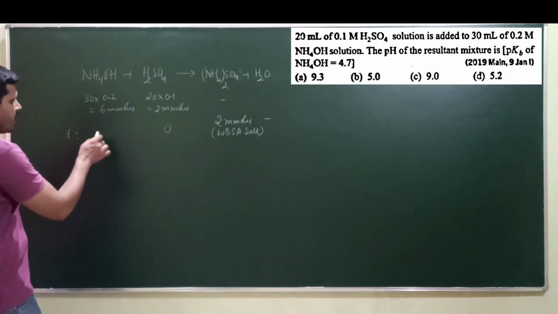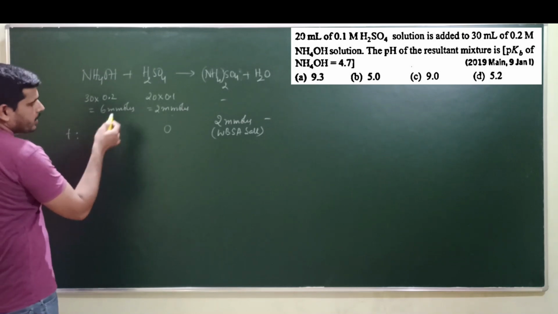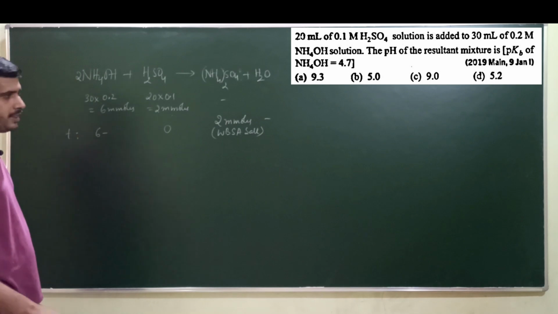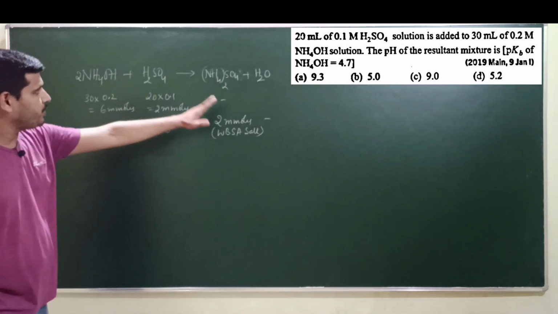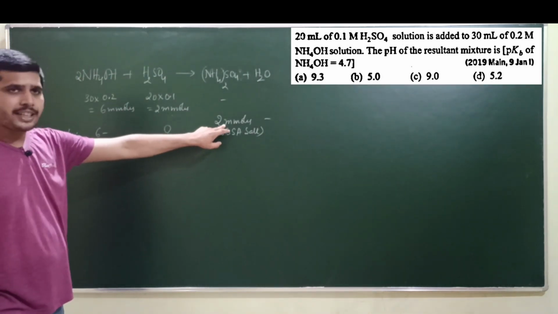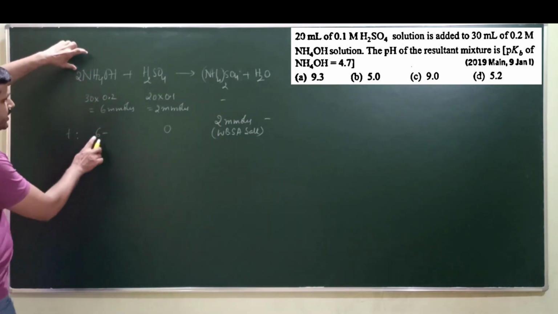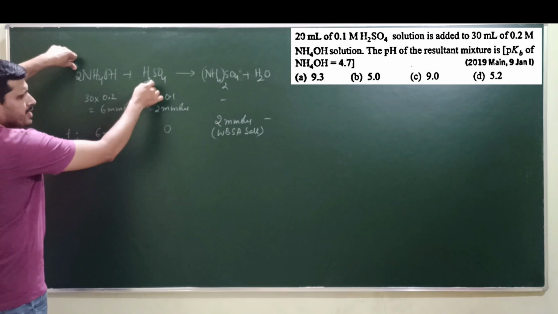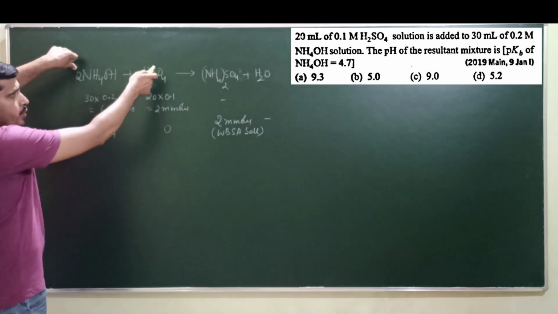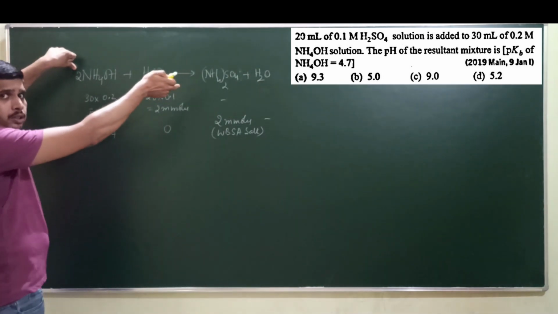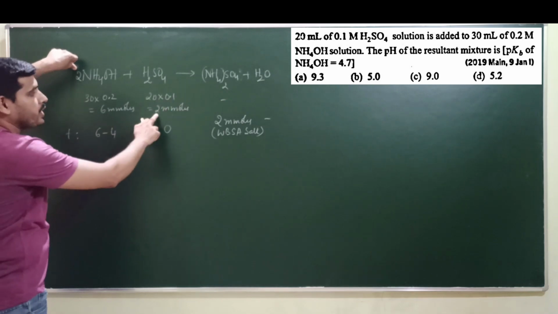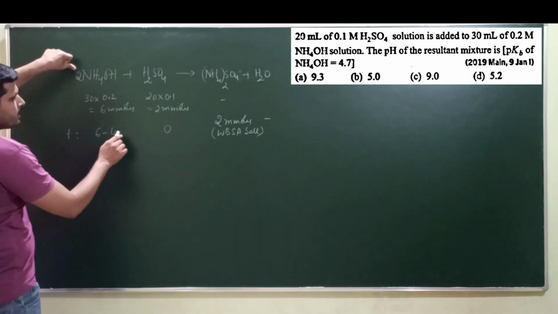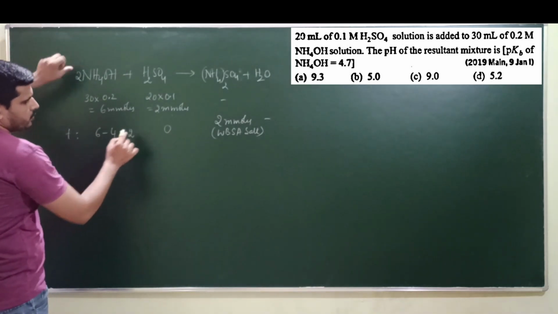So how much is remaining? 6 initially. Now sulfuric acid, balancing here, 2 millimoles. If X is dissociated, where X equals 2, remaining is 6 minus 2 times X, so 6 minus 4. Why is it so? Because it's a dibasic acid. 1 mole will give 2 H plus ions. So 2 millimoles equals 4 millimoles of H plus ions. Therefore 6 minus 4, which is equal to 2.